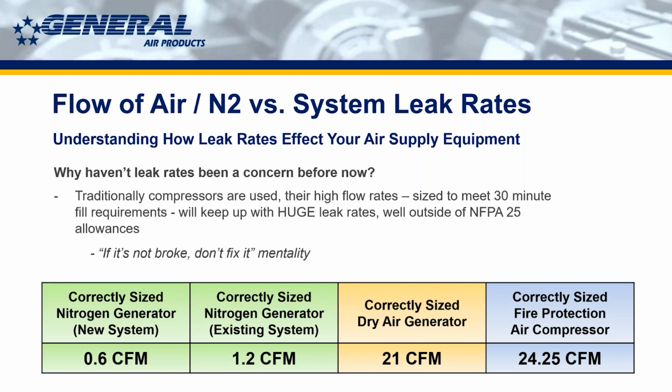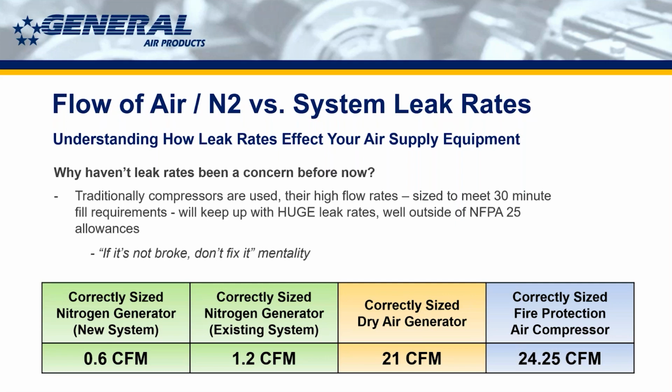The leak rates haven't been a concern before now because again, we have so much flow coming out of the air compressor that it will keep up with a huge leak rate. When it comes down to what you see from a maintenance capacity, for the air compressor to be running once an hour, let's just say that the pressure switch is set for 10 psi differential. So 30 psi it kicks on, 40 psi it kicks off. There's a 10 psi differential. If you see that compressor running once an hour, that means you're losing 10 psi an hour, which works out to 240 psi per day. That's a huge pressure loss and a huge flow loss.